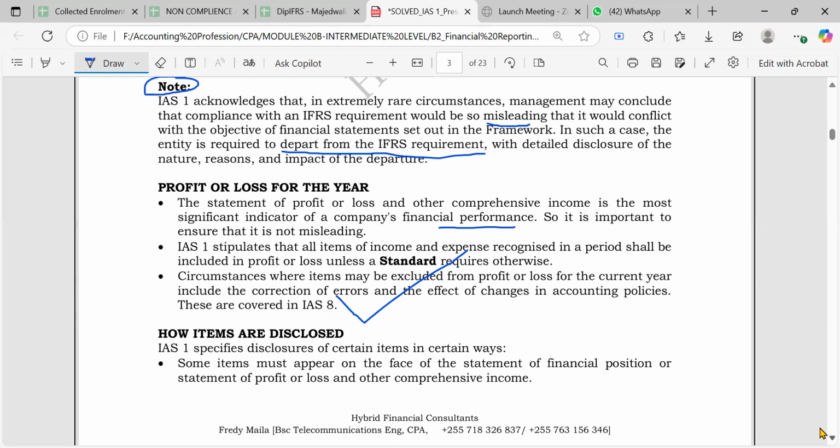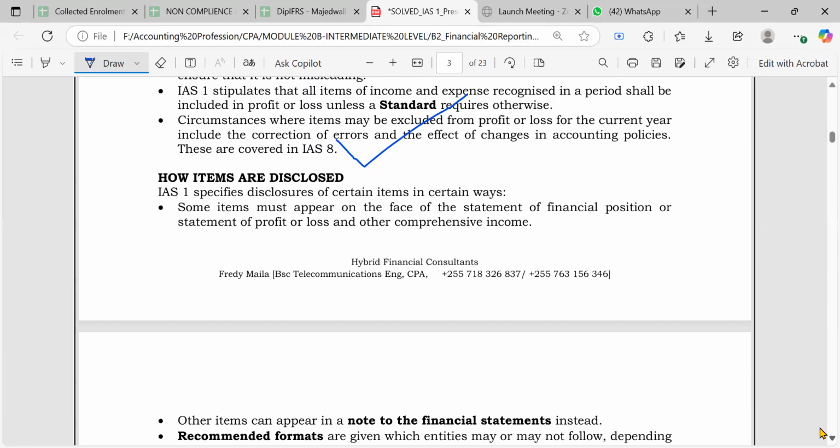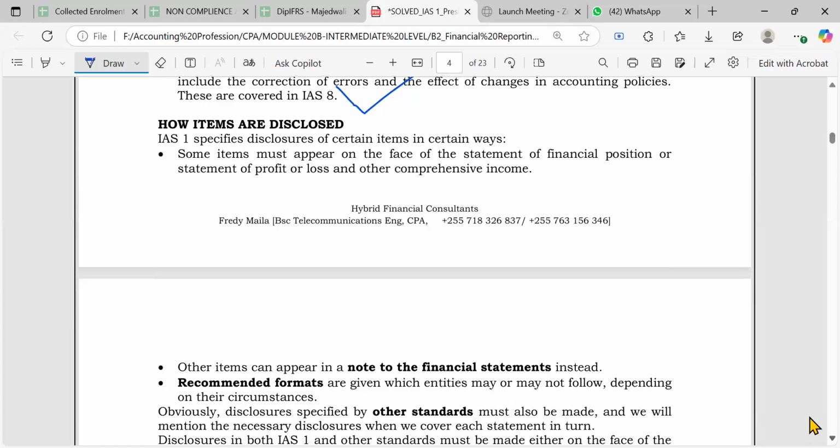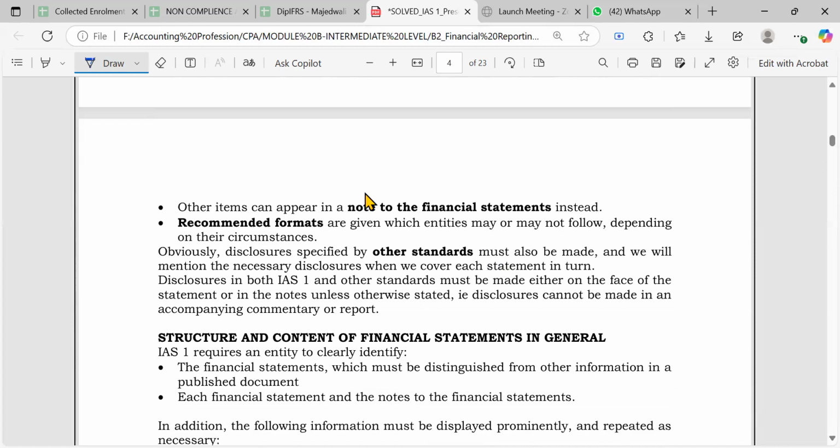Okay, so that's cool. And we are told how items are disclosed now. IAS 1 specifies disclosures of certain items or in certain ways. For example, some items must appear on the face of the statement of financial position or profit or loss, like the sales, the cost of sales, the assets, the liabilities. You're going to see that. But other items can appear in a note to the financial statements, like you saw maybe in IAS 37 on provisions, contingent assets and liabilities, that contingent liabilities, if material, may only be disclosed, such kind of things, right?